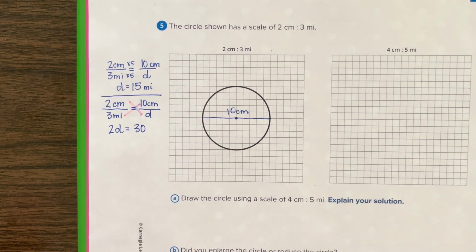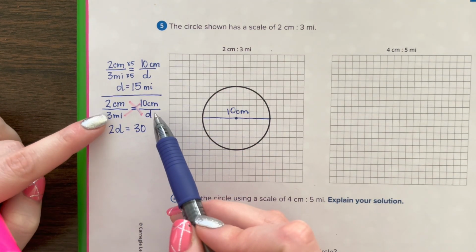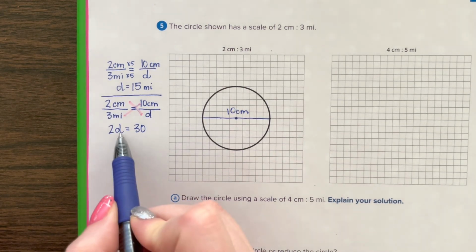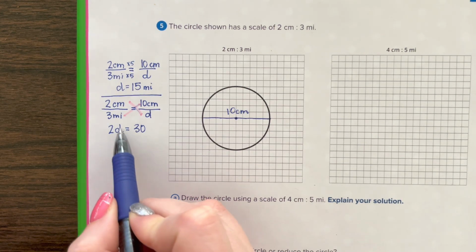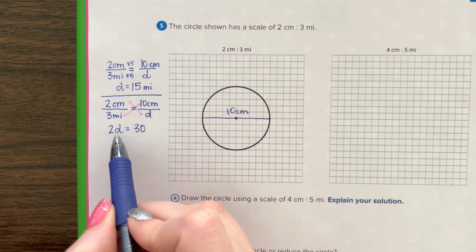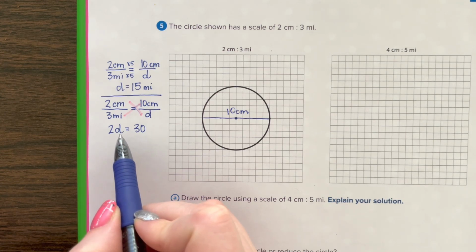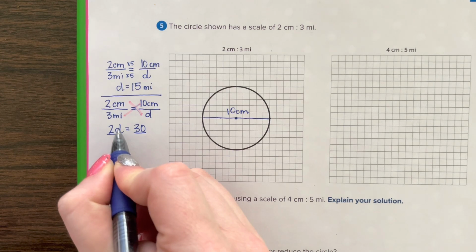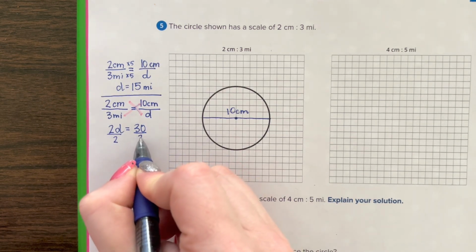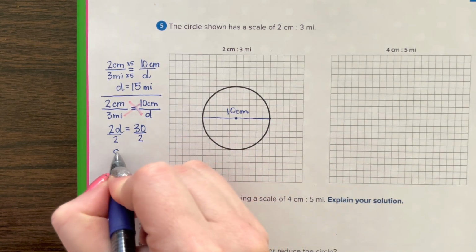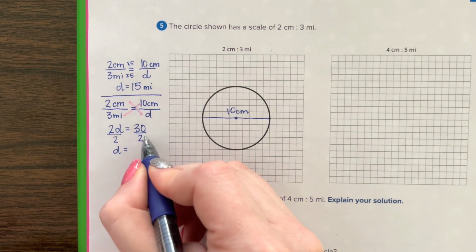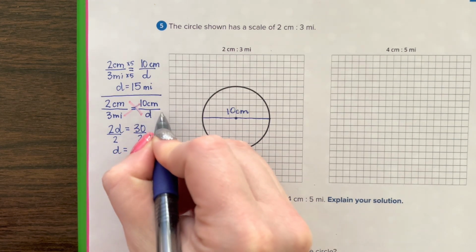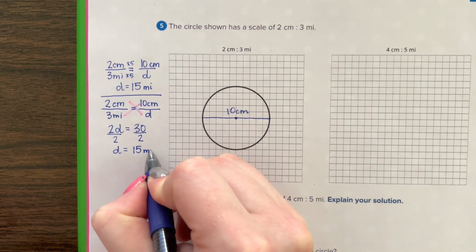What's nice about cross multiplication is we had 2 fractions on our equal sign, and then when we do that step, we have no more fractions. Now we just have to solve for D. So we currently have multiplication happening, so we have to use our inverse operation of multiplication, which is division. And we're trying to get D by itself, so that means we have to divide both sides by 2. So then D equals, well, 30 divided by 2 gives us 15. The diameter was in the denominator, so we're talking about miles.